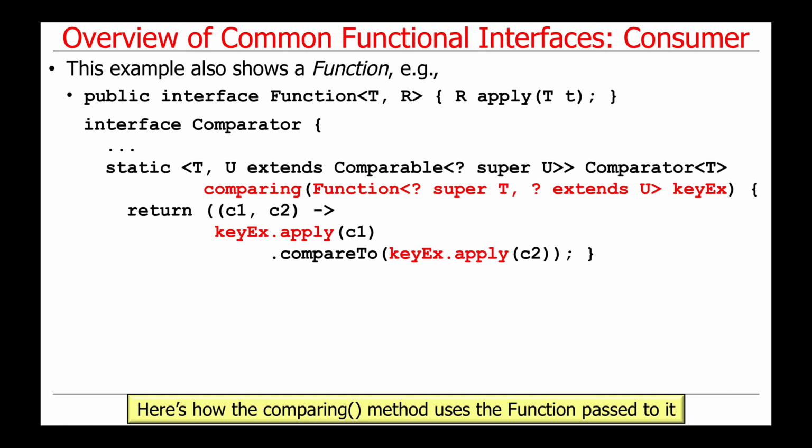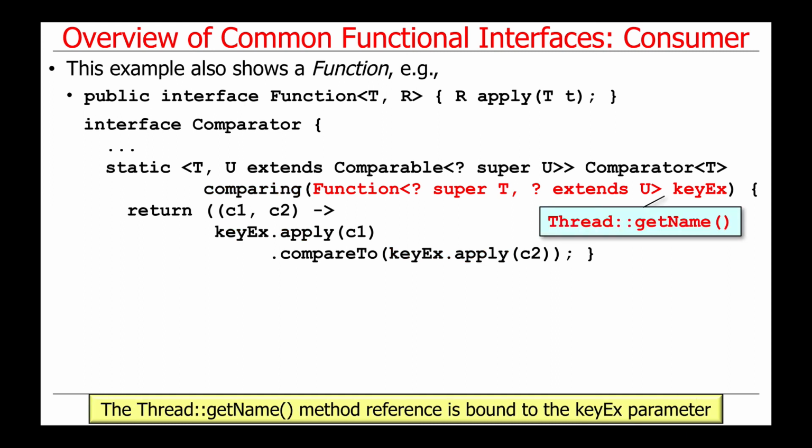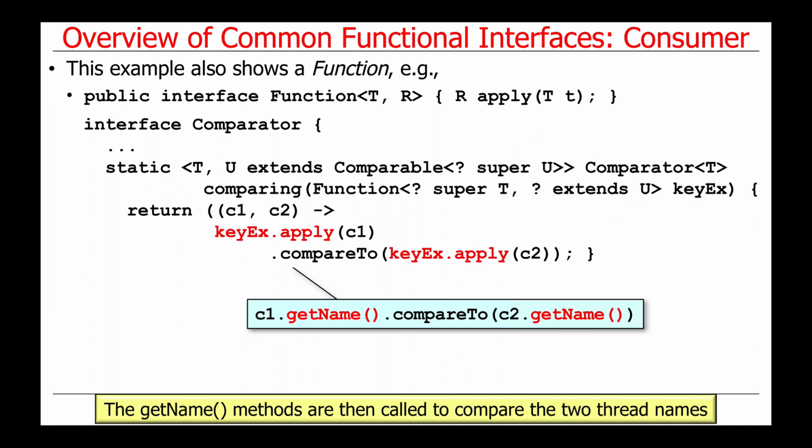And we're going to apply whatever method is used to extract out the part of the parameter that we want to compare based on. So in this particular case, what's passed in as keyX is Thread::getName. That's the method reference that's bound to the keyX parameter. And so that name will then be used when keyX.apply for C1 is compared to keyX.apply for C2. So if we were to expand that out and see what the compiler sees, C1.getName is then being compared to C2's getName. And that is what the sort routine is using in order to decide how to order any two elements that it's trying to sort.